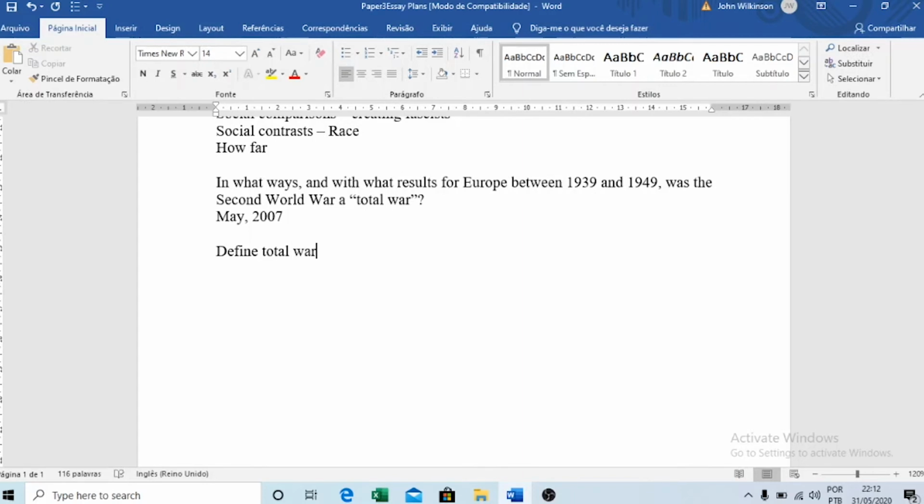Define total war. I'm going to write about the government control of the economies, of the conscription of men into the army, total in the sense that the home front is so important, total in the sense of the numbers of men conscripted, total in the sense that civilians were targeted in the war. So a definition, and again, I'm sure that will come out in my essay.